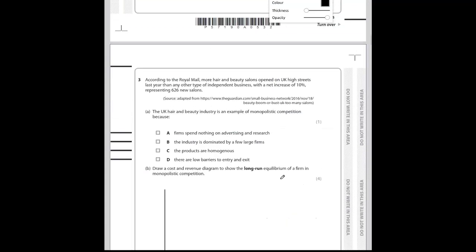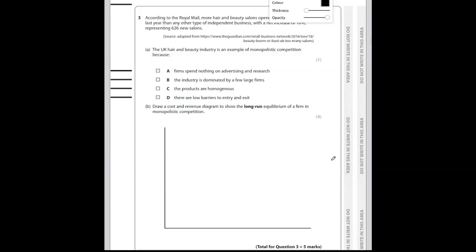Okay, question 3 reads, according to the Royal Mail, more hair and beauty salons opened on UK High Street last year than any other type of independent business, with a net increase of 10% representing 626 new salons. The UK hair and beauty industry is an example of monopolistic competition because, and there are 4 options. A is firms spend nothing on advertising and research. B reads the industry is dominated by a few large firms. C, the products are homogeneous. And D, there are low barriers to entry and exit.